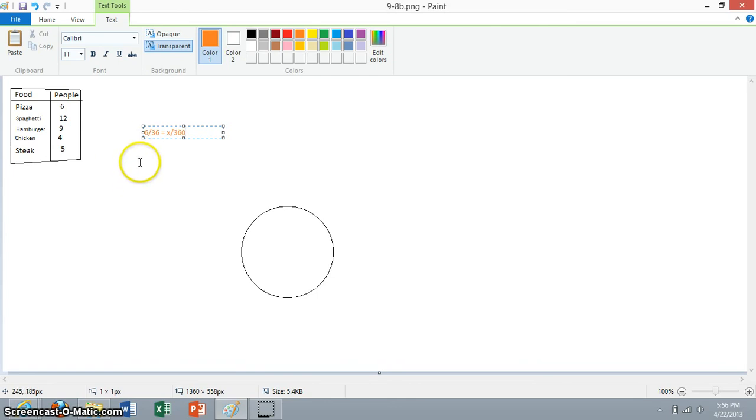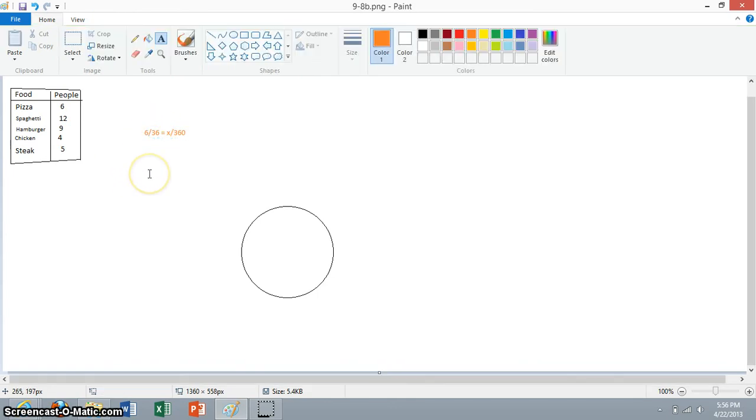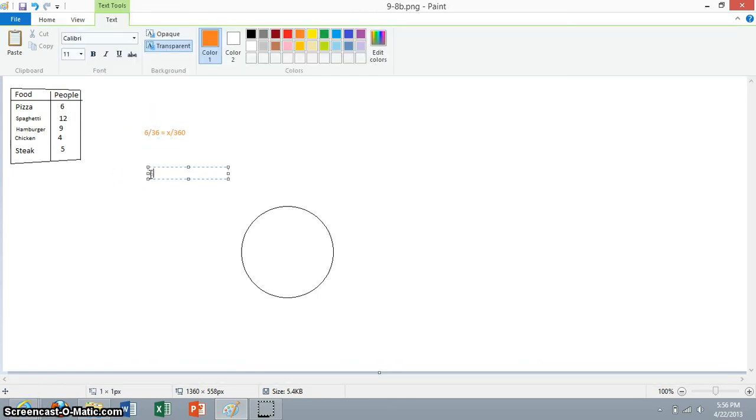Now to decide this, we could either do 6x equals 36 times 360, or 6 times 360 equals 36x. That's what you'll have to do for most of these, but for this one in specific, there's a simpler way.